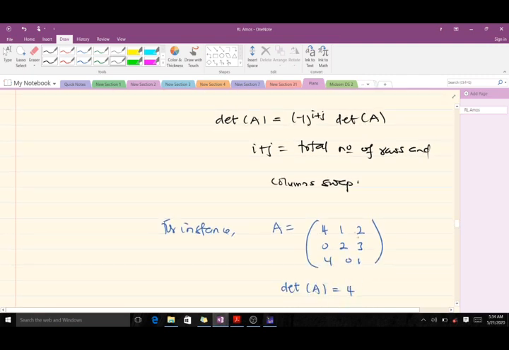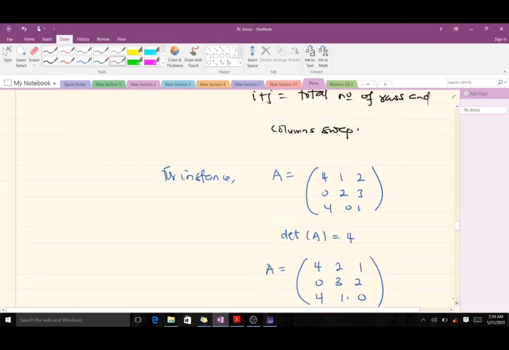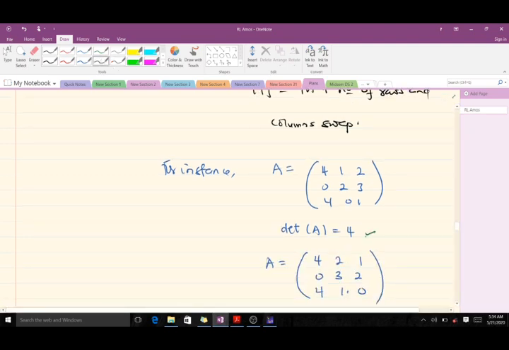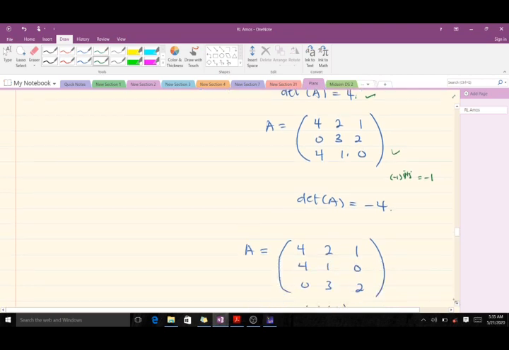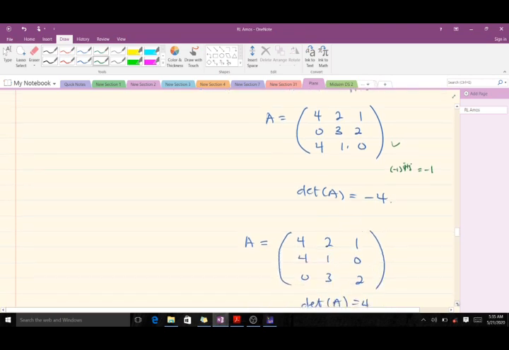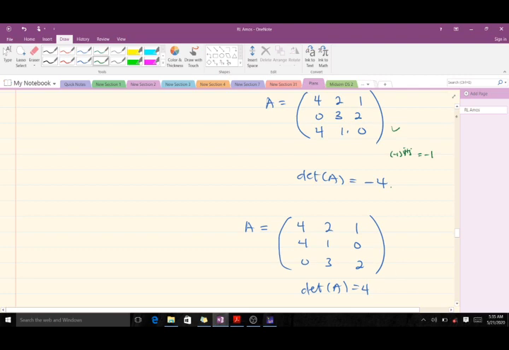So for instance, when you have A to be this, if you find the determinant of A, it is 4. When you decide to swap row 2 and row 3, you're going to get something like this, right? So when you find the determinant of this A here, you now get negative 4, because the formula is (-1)^(I+J), and now the I plus J here is 1. So negative 1 to the power 1 is negative 1, and negative 1 times 4 gives you negative 4. Here, we did 2 swaps, and you realize that we still had 4.